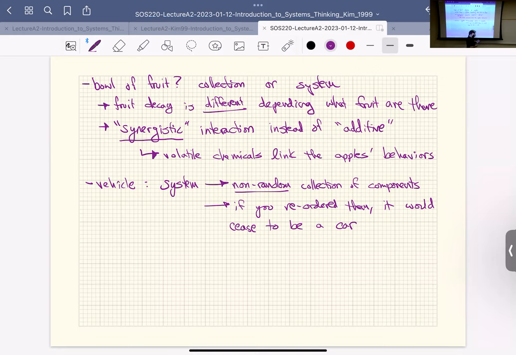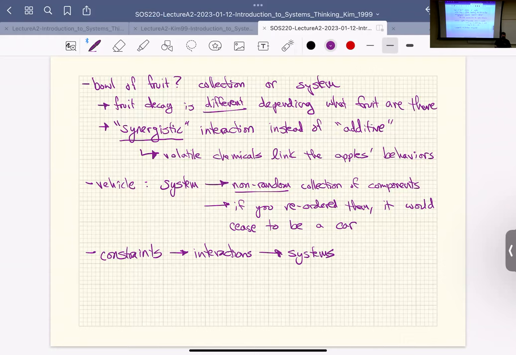And so constraints often generate interactions, and interactions generate systems. Constraints generate interactions, and interactions can lead to systems. So any questions about that?